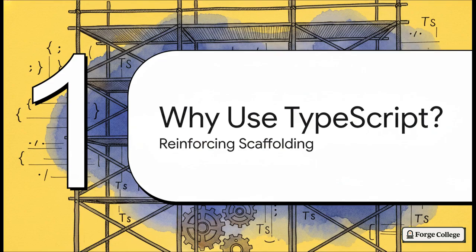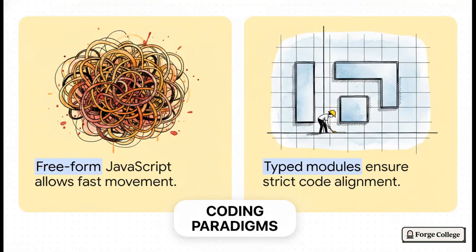Why use TypeScript here? It's all about reinforcing that scaffolding. You can really see the visual difference between how we write code here. On the left, standard JavaScript gives you the freedom to move incredibly fast, just like those loose orange ink lines. But as your project grows and gets more complex, that freedom can turn into a tangled mess. TypeScript on the right acts like a very strict geometric site inspector. It ensures every single module aligns perfectly before you run a single line of code, meaning you won't face a catastrophic tear-your-hair-out refactor 6 months into your project.